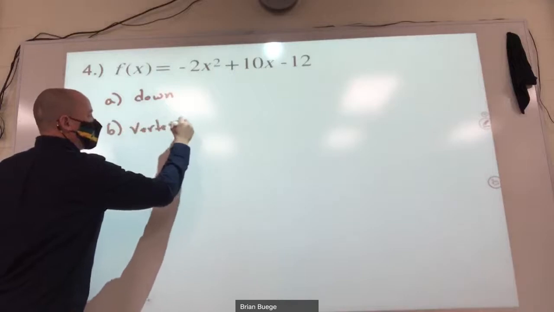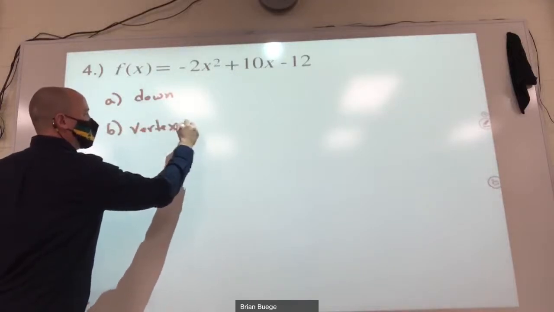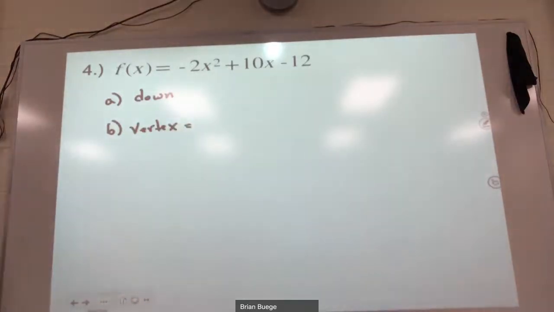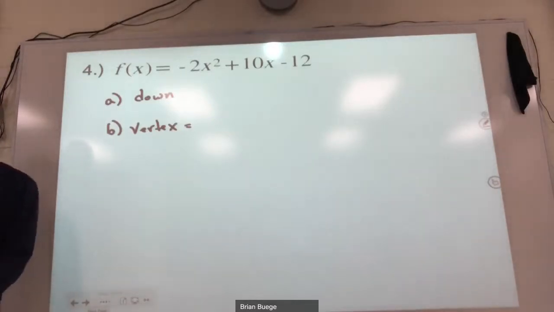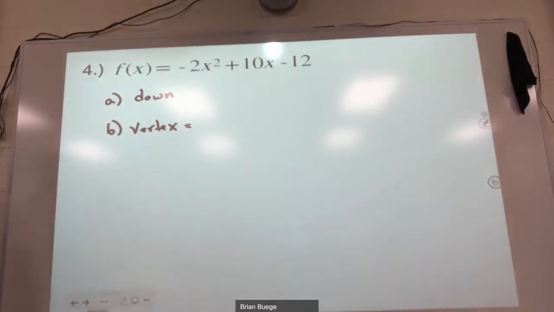Vertex. So first question I have for you, and this is where your formula sheet is going to come in handy, is what form am I in? Am I in standard form, vertex form, or intercept form? Standard form. So how do I find the vertex when in standard form? Negative b over 2a, the opposite of b over 2a, and that is on your formula sheet.